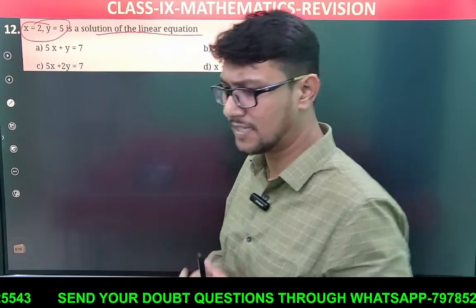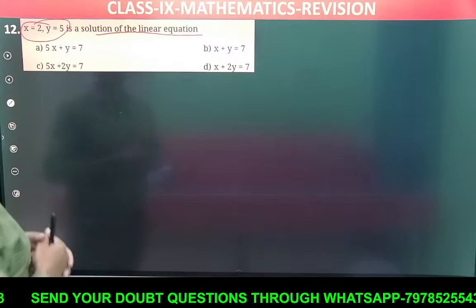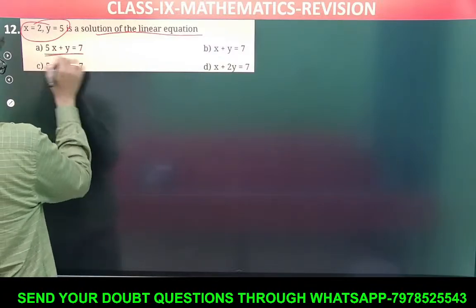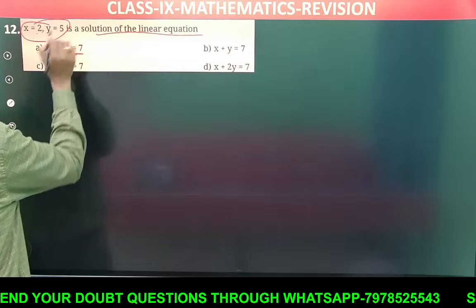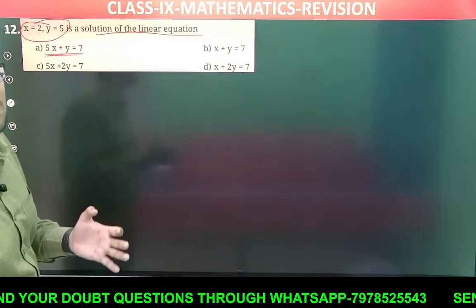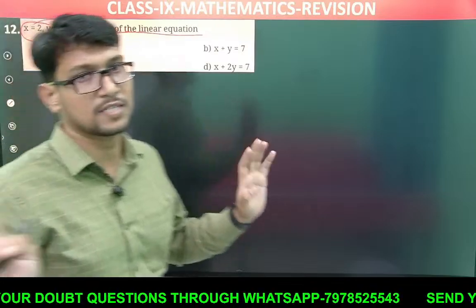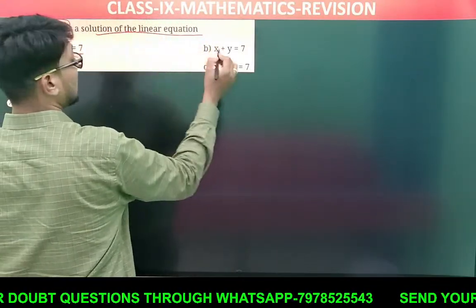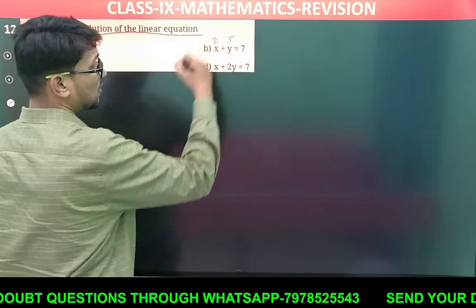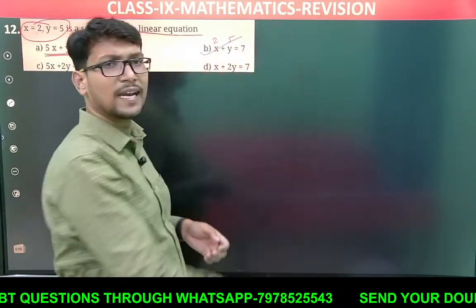So for that, let us check one by one. First option: x is 2, so 5 into 2 is 10, y is 5, 10 plus 5 is 15. In LHS we have 15, but RHS is 7, which is not satisfying. Option B: 5 plus 2 is 7. LHS 7, RHS 7. So it is satisfying. So this is the right answer.